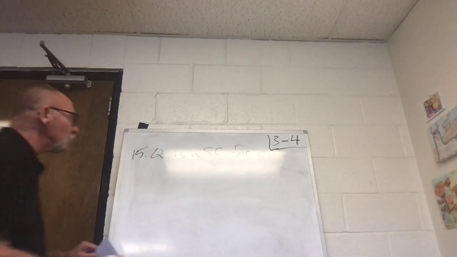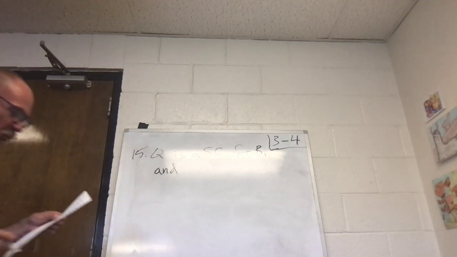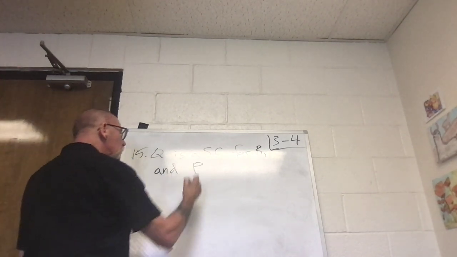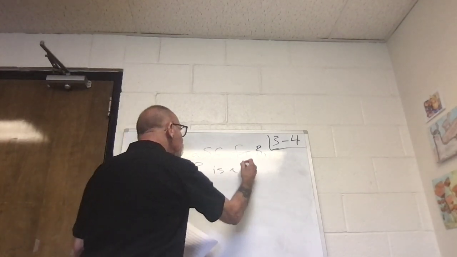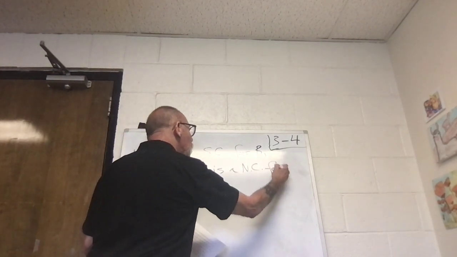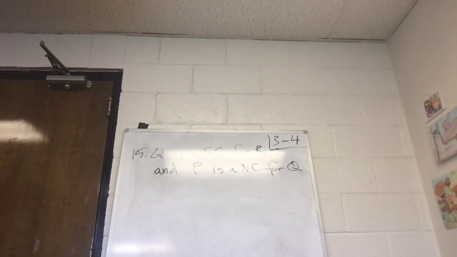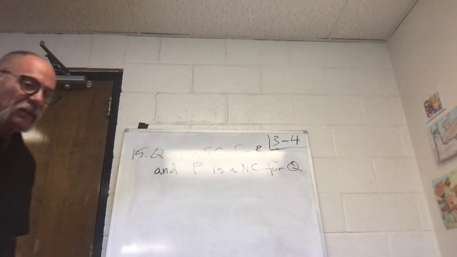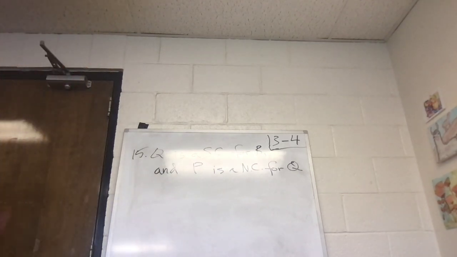Ecuador mobilizing its army, that's R, and Peru conducting military operations inside of Ecuador, that's P, is a necessary condition for Colombia doing so. Colombia doing so is Q. I'm using SC as short for sufficient condition, NC as short for necessary condition.